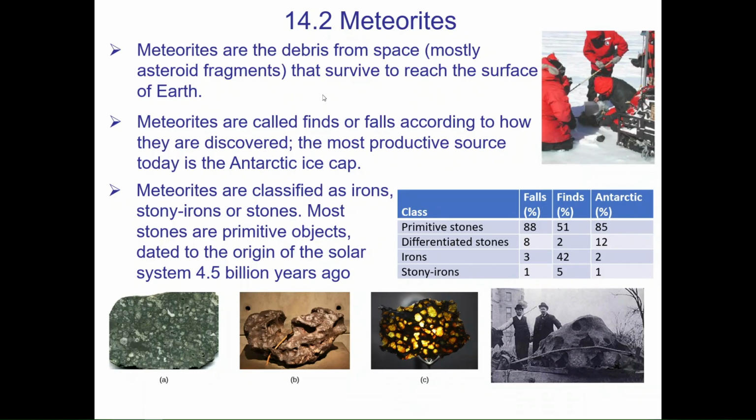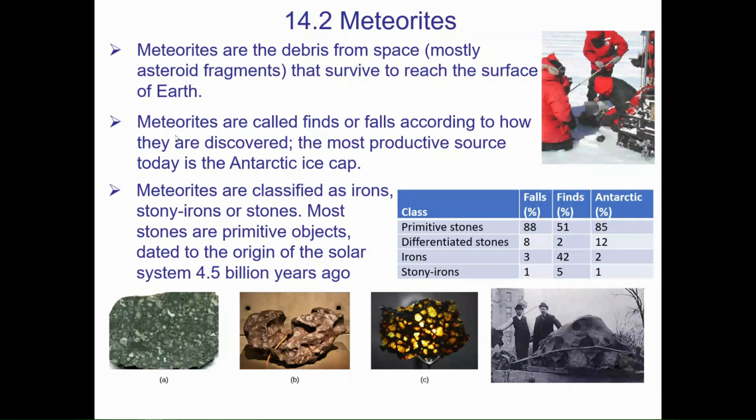Not all meteors will have anything left after they burn through the Earth's atmosphere. If one has something left and reaches the surface of Earth, the material will have a different name. We call these meteorites. So, by definition, meteorites are the debris from space, mostly asteroid fragments, that survive the Earth's atmosphere and finally reach the surface of Earth. Remember, that is the fundamental difference between meteorites and meteors.